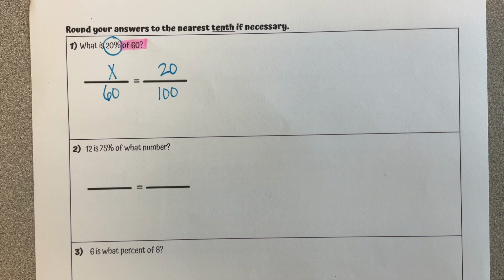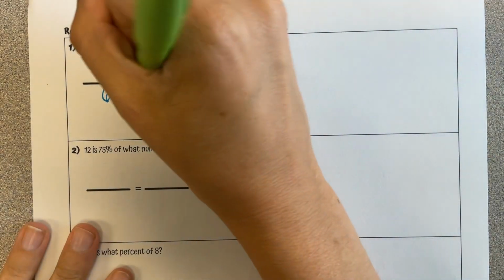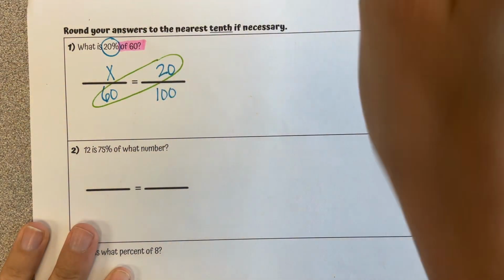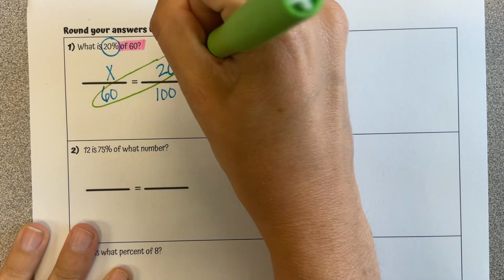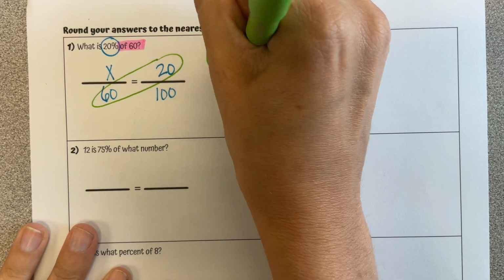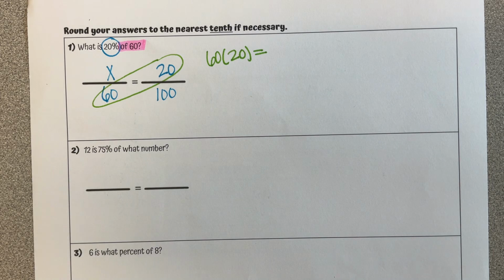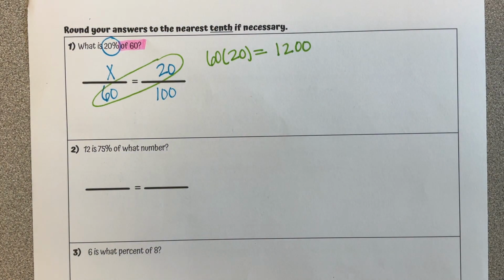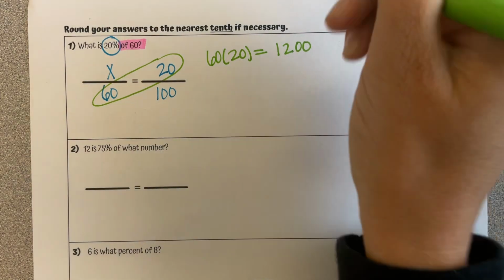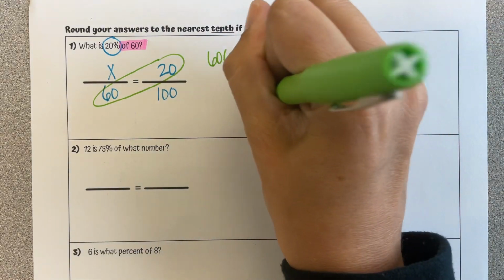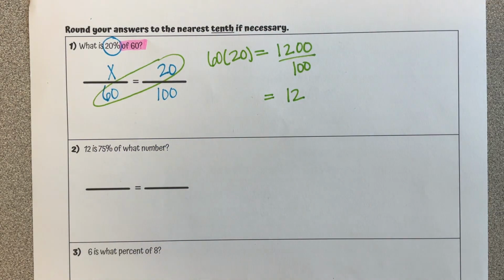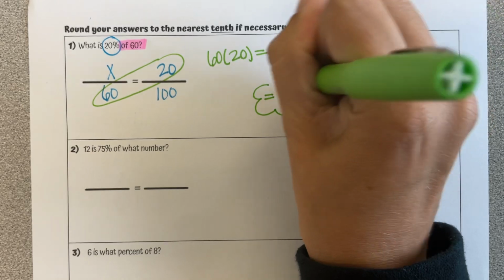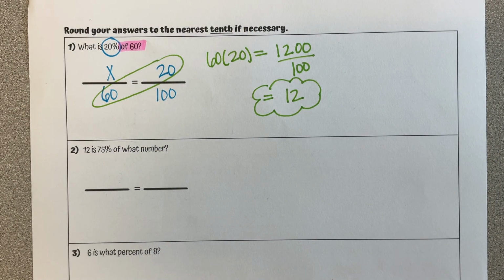And now we're going to solve. The two numbers in the same diagonal that I'm going to multiply are 60 and 20. So I'm going to multiply 60 times 20, and I get 1,200. Then we are going to divide by 100 to get 12. There's no units, so we're just writing 12.